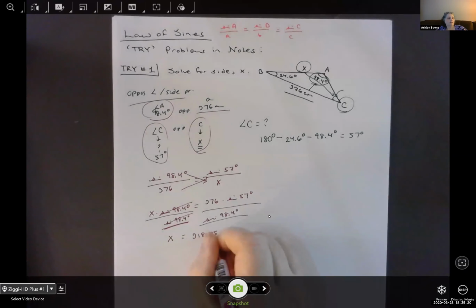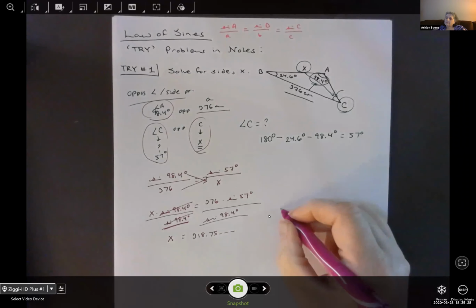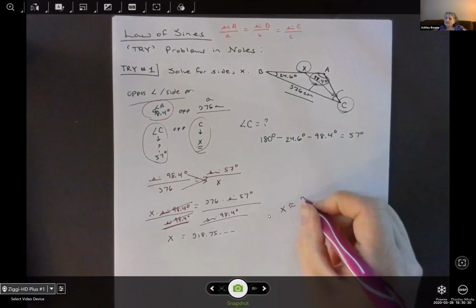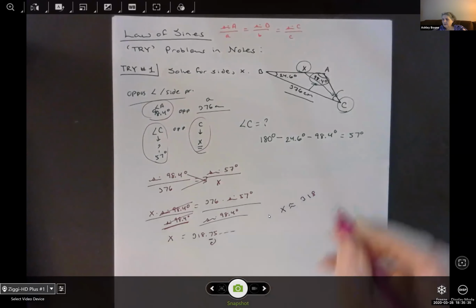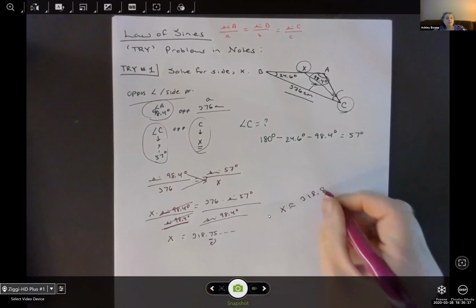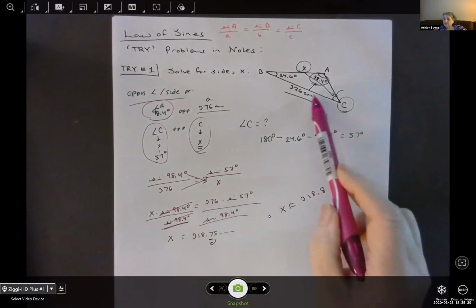And that is 318.75, etc. Now I was not told where to round. I always tend to go a decimal further. So I know that X is approximately 318. If I go to the tenth, that'll be a 0.8. I do know my units here. The length of the side is in centimeters.